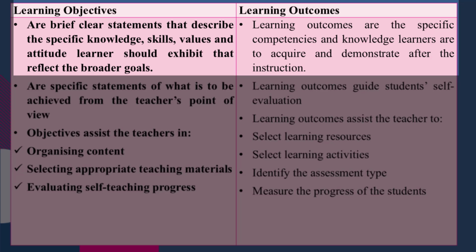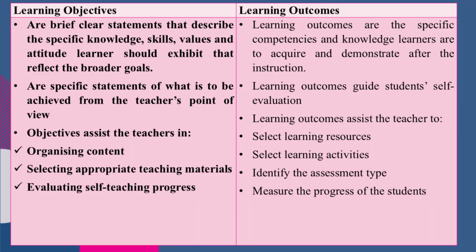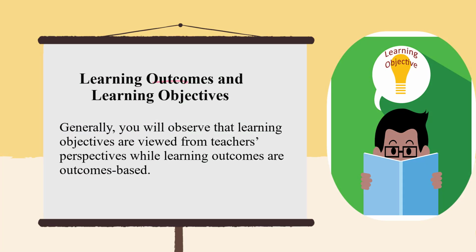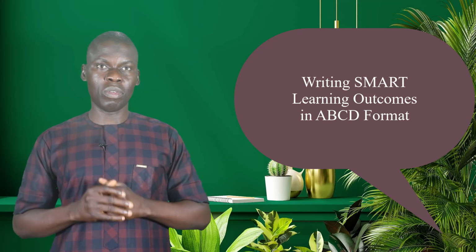Also, the learning objectives are specific statements of what is to be achieved from the teacher's point of view, whereas learning outcomes guide students' self-evaluation, so it's learner-centered. Okay, so you can see the other differences there. Just go through them and understand the differences between learning objectives and learning outcomes. So generally, you will observe that learning objectives are viewed from teachers' perspectives, while learning outcomes are outcomes-based. So let's look at how you can write learning outcomes using ABCD format.